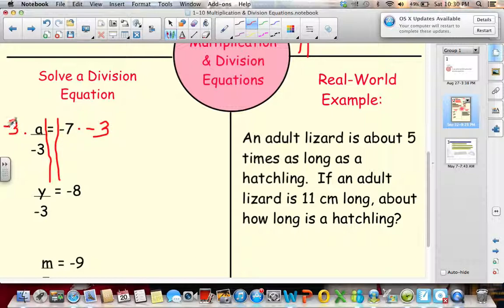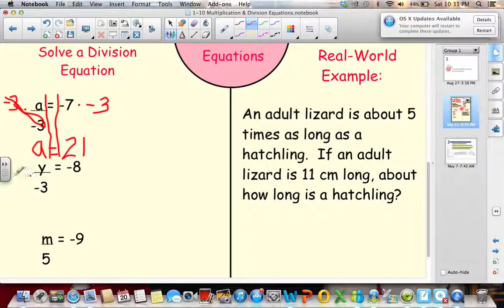Okay, because same thing now. We have negative 3 times a divided by negative 3. Because when we're multiplying a fraction by a whole number, the whole number is only multiplied by the top number, which is the numerator. So negative 3a divided by negative 3. Well, negative 3 over negative 3, again, is just 1. So we're left with a equals negative 7 times negative 3. You should have gotten 21.